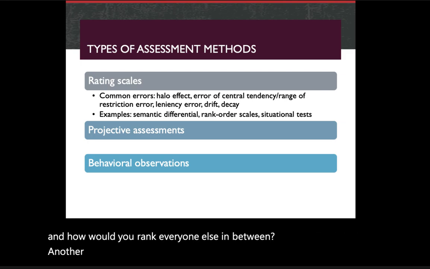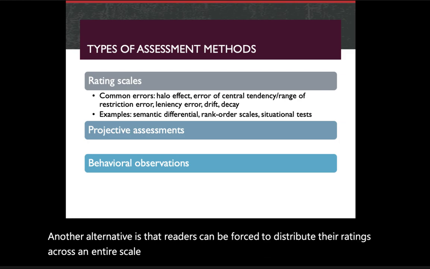Another alternative is that raters can be forced to distribute their ratings across an entire scale according to a standard normal curve.